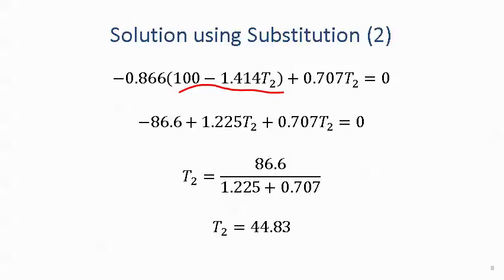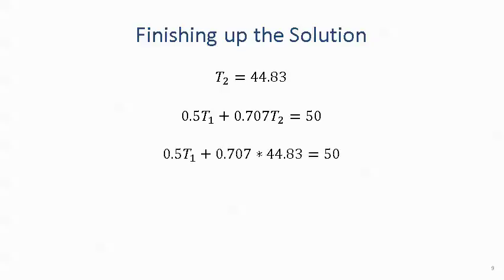Now we'll take the value we've learned for T2. So here's the value we just solved for T2. We'll substitute that back into the first equation, 0.5 T1 plus 0.707 T2 equals 50. And now all we need to do is find T1. Everything else has been worked out for us. And we learn from that that T1 is 36.6 newtons.